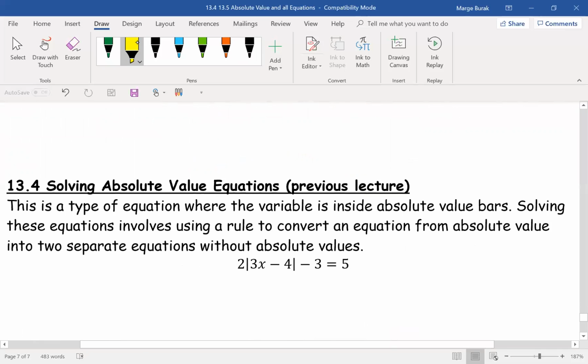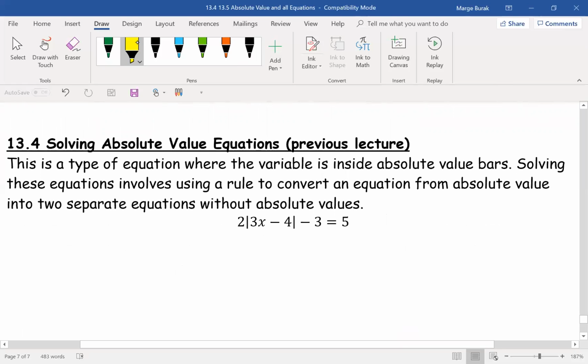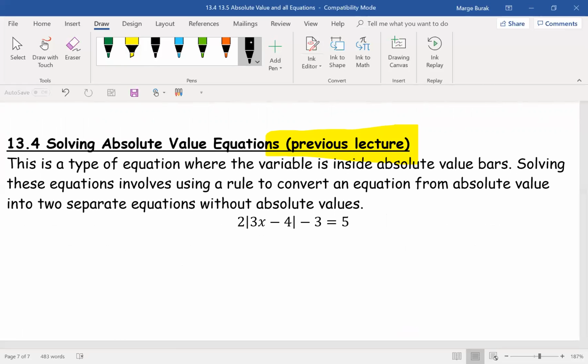And let's do the last type, which is what we just talked about in the previous lecture, solving absolute value equations. I chose a more difficult one just because they are out there. And so remember, the first step is to first isolate the absolute value. Okay, and then we're going to write two separate equations.